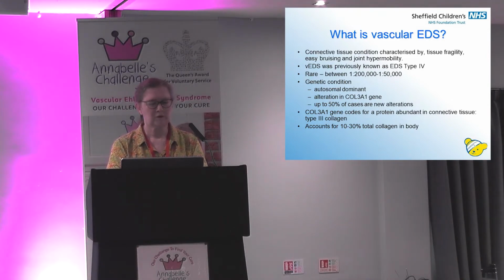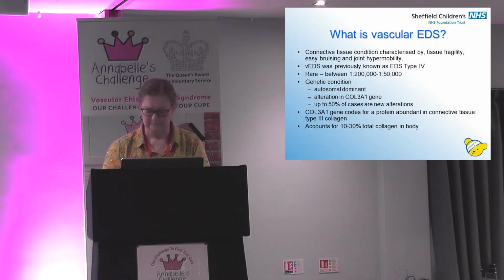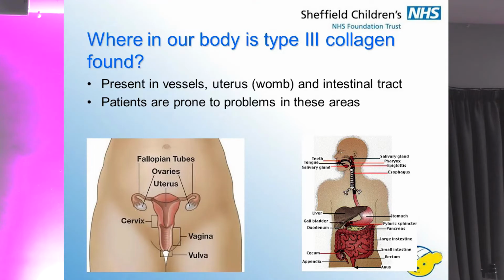The COL3A1 gene codes for a protein which is very abundant in connective tissue called type 3 collagen, and this particular collagen accounts for 10 to 30% of the total collagens in the body. So where is this collagen found? Very widespread, present in the vessels, the uterus and the intestinal tract, and this is where patients are particularly prone to problems.